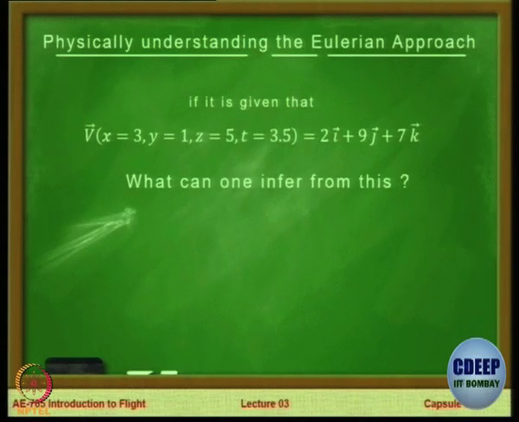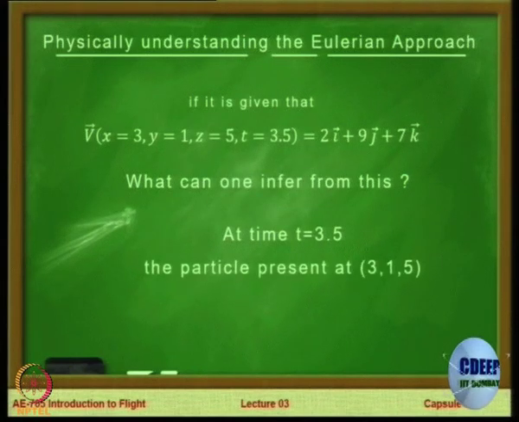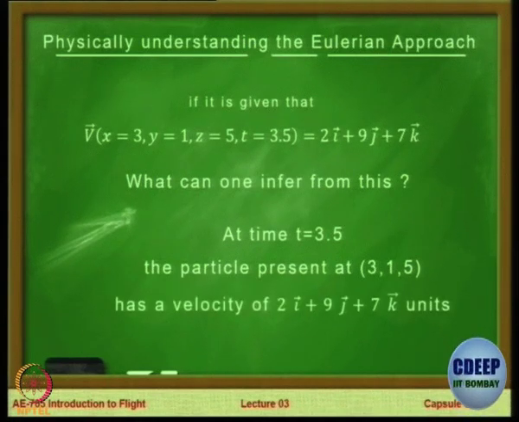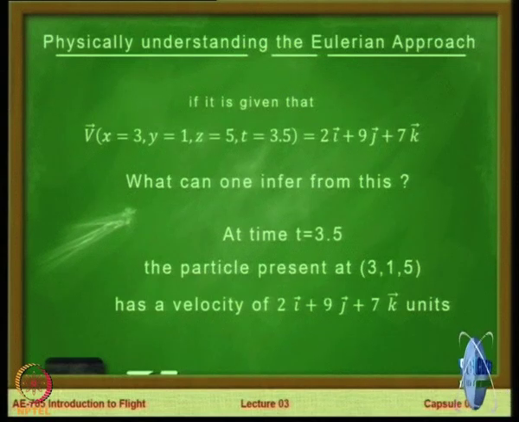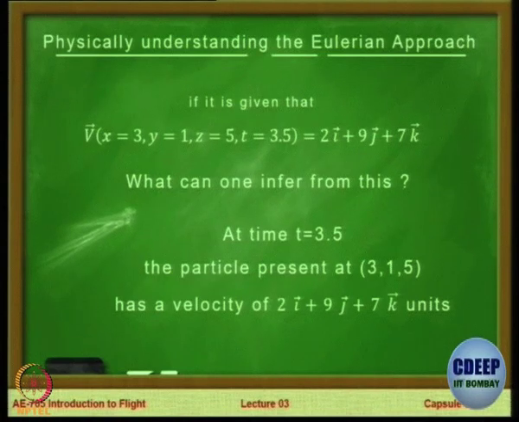What can we infer from this? In fact, what we can infer, I have already told you. So, at time t equal to 3.5, the particle is present at 3, 1, 5. It is present and the velocity is 2i plus 9j plus 7k units. That is all we can infer. Can we make some other inference also? Apart from these three important inferences, is it possible to make any other inference if we give v, x, y, whatever?